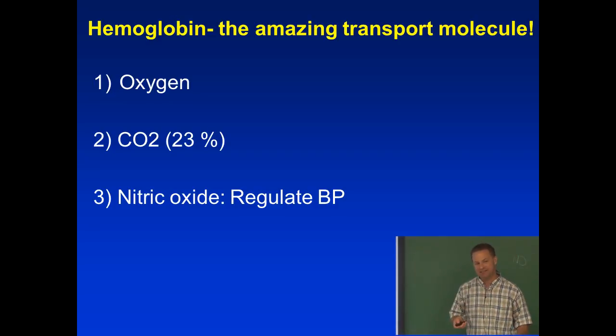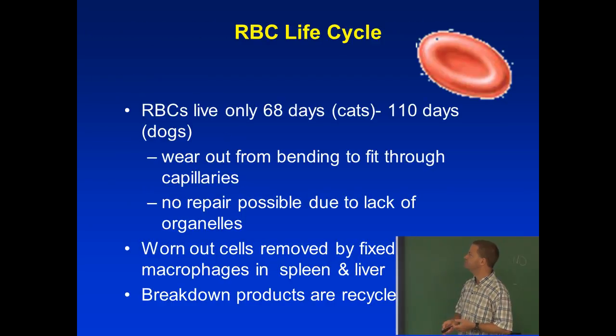So nitrous oxide is a gas that we use for sedation and anesthesia. Nitric oxide is a gas that is a potent vasodilator. So it tells blood vessels to expand, increasing their diameter, and that helps to lower blood pressure. So that's one of the minor functions of hemoglobin.